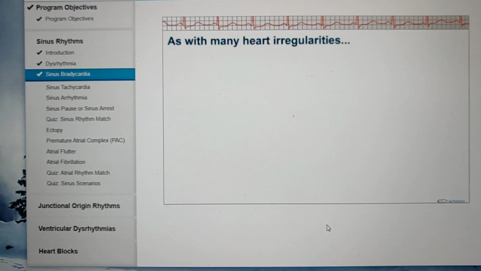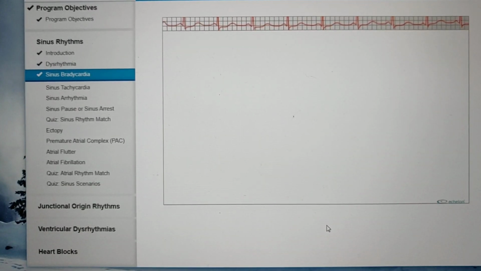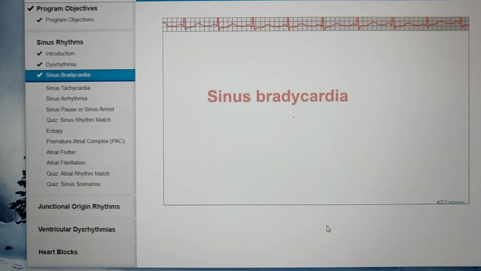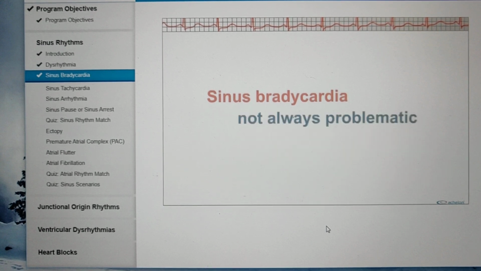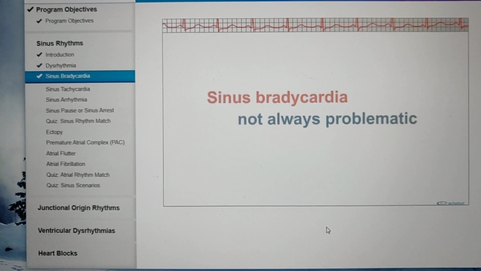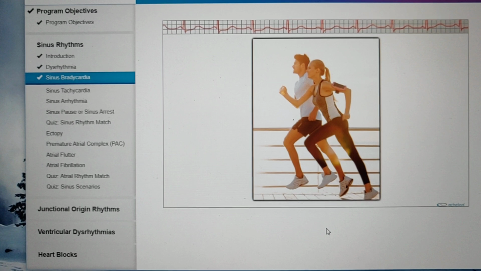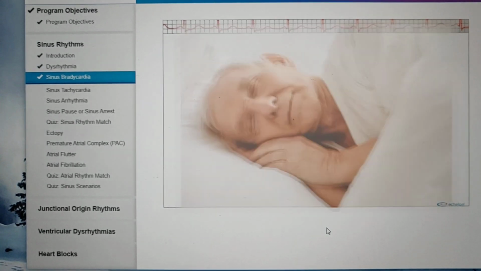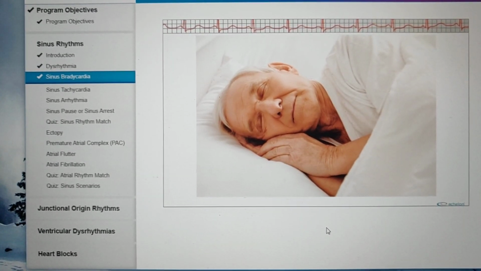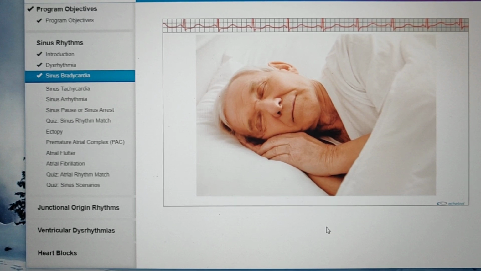As with many heart irregularities, the cause of sinus bradycardia, or SB, is not always problematic. In fact, the slower rate may actually be in the normal range for some patients, especially athletes. It may also be present in healthy patients during sleep or deep relaxation.